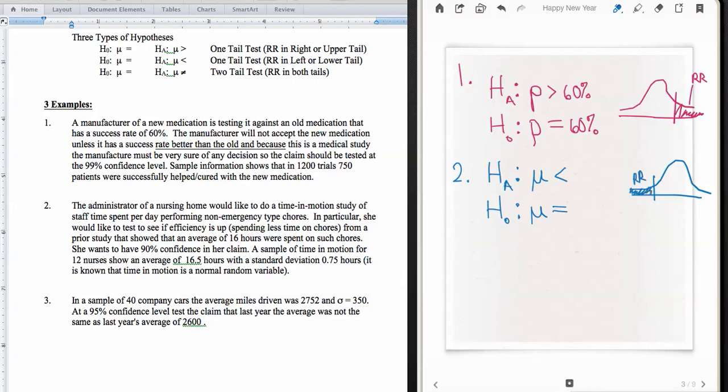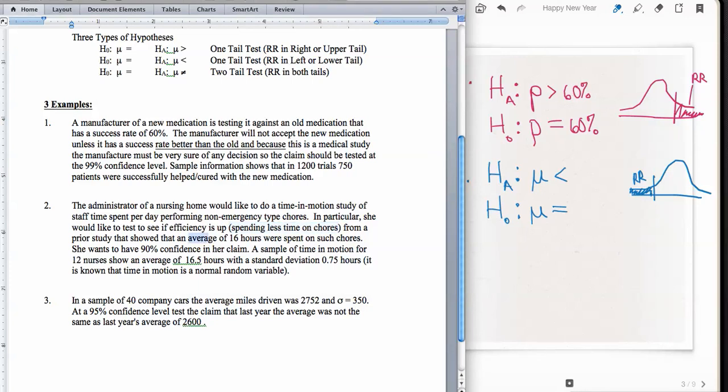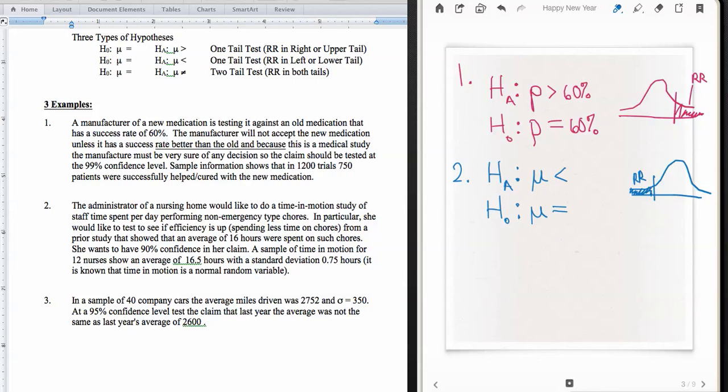And the next thing that I do is I need to find out what number is it being held up against. So we want to see if efficiency is up from a prior study that showed an average of 16 hours. Now you see this name right here, average, right? That's another indication that we have a mean. So 16 hours is the number that goes in here. Doesn't matter if you put it here or here because it goes in both of them, right? Because that's the breaking point.